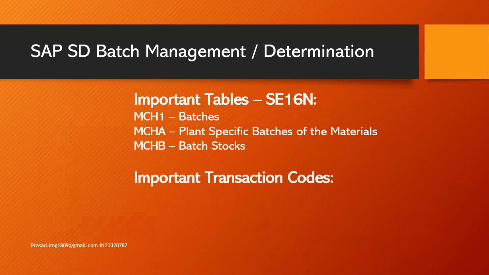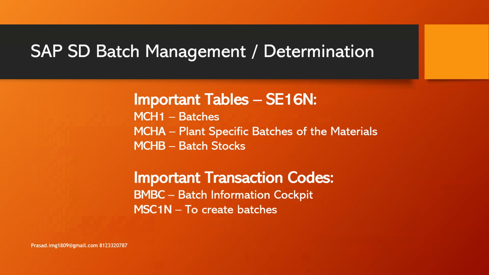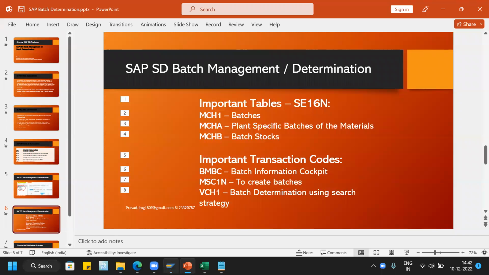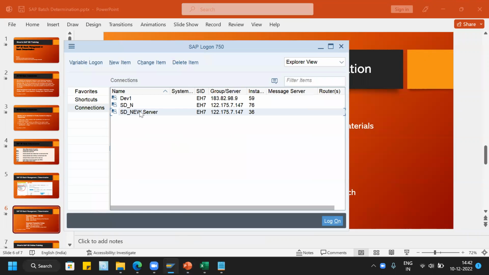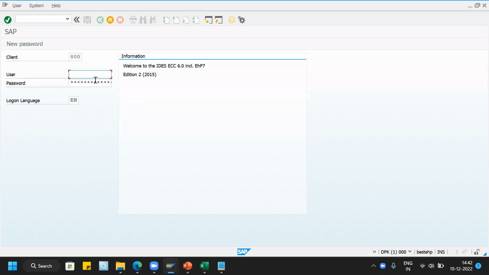So important transaction codes apart from the BMBC, that is batch management cockpit. So BMBC is the batch information cockpit, MSC1N to create the batches, and VCH1 is the transaction code to maintain the batch determination condition records using the search strategy type. So let us see in the system. So what exactly happens, how it is going to create. All the basic settings, we are going to see them in the system.